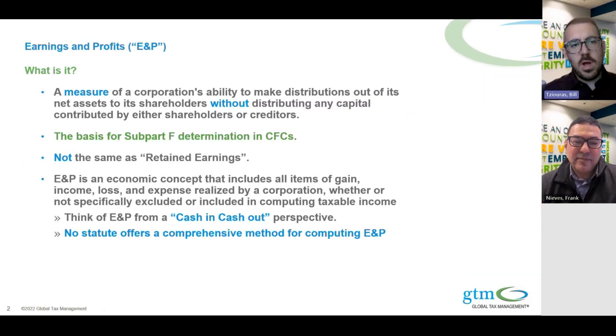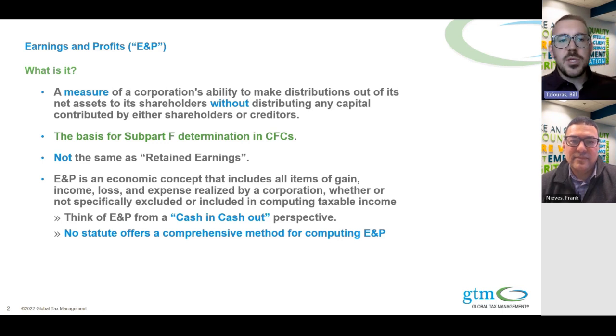What are earnings and profits, or as we like to call them, E&P? It's really a measure of a corporation's ability to make distributions out of its net assets to its shareholders without distributing any of their original capital contribution. So in other words, we say it's a corporation's ability to pay dividends.